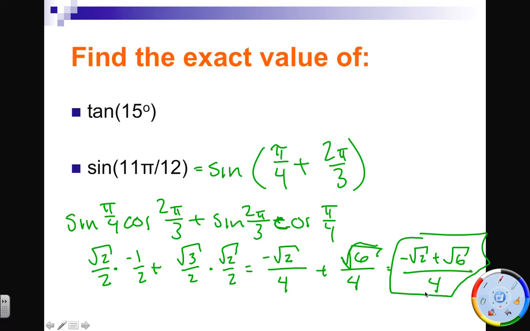By the way, you'll notice a lot of these numbers show up a lot, like radical 2s and radical 6 and radical 3s and all those sort of numbers, because that's kind of your only choices, right? Radical 2 over 2, radical 3 over 2, 1/2. It's really your only choices.